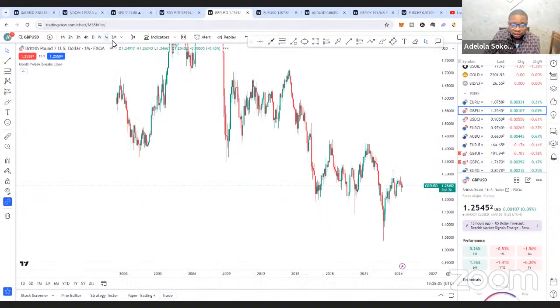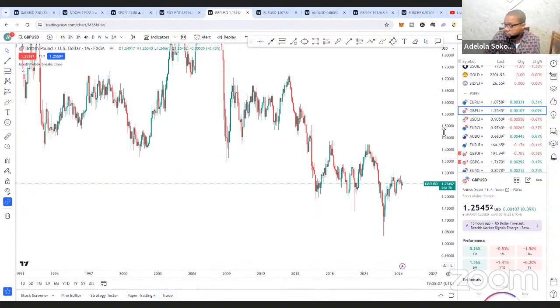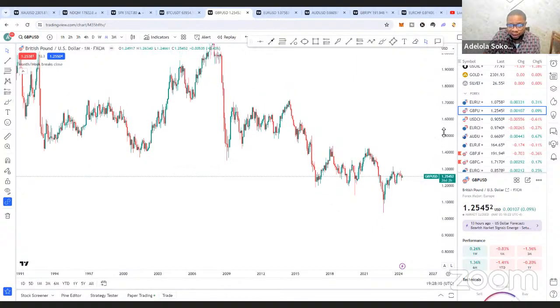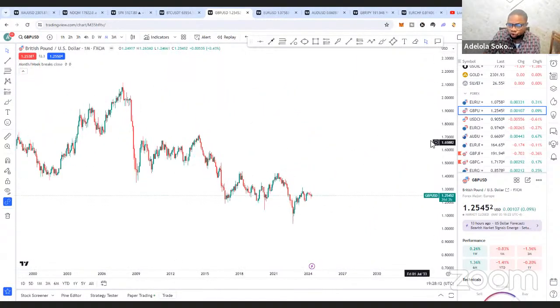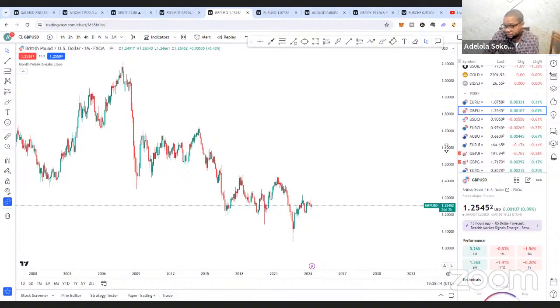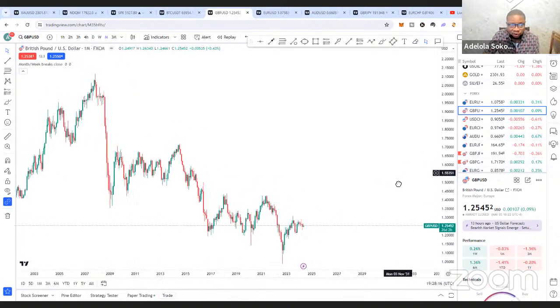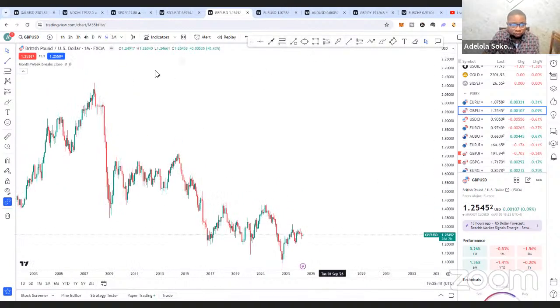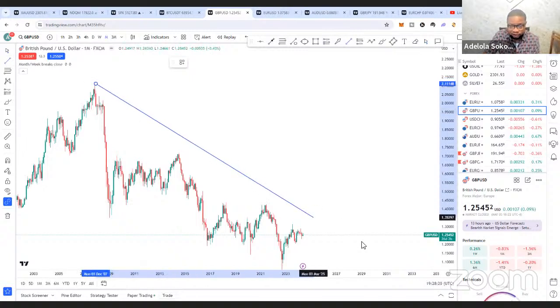If you can't see it on weekly and daily, you will see it on the monthly time frame. I've explained this so many times, so just zoom out. Look at it. If you look at it on the monthly time frame, the overall trend is what? It is bearish.